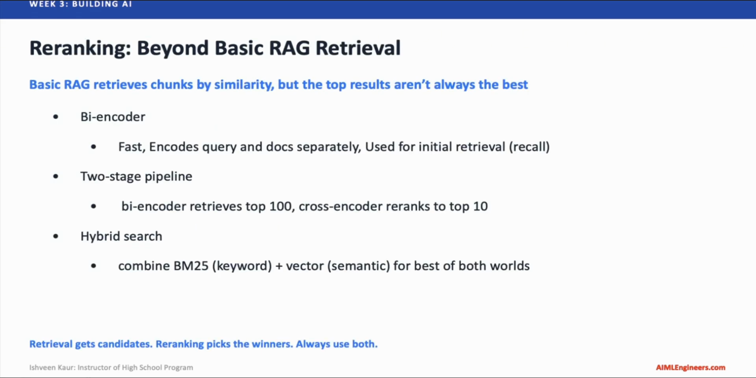So that's RAG. You chunk your documents, embed them, store them, and retrieve them. It sounds pretty clean, and it actually works pretty well a lot of the time. But there's still a problem. Basic vector search isn't always accurate, and this is what I was talking about a few seconds ago when I was saying we don't have to use only vector search.